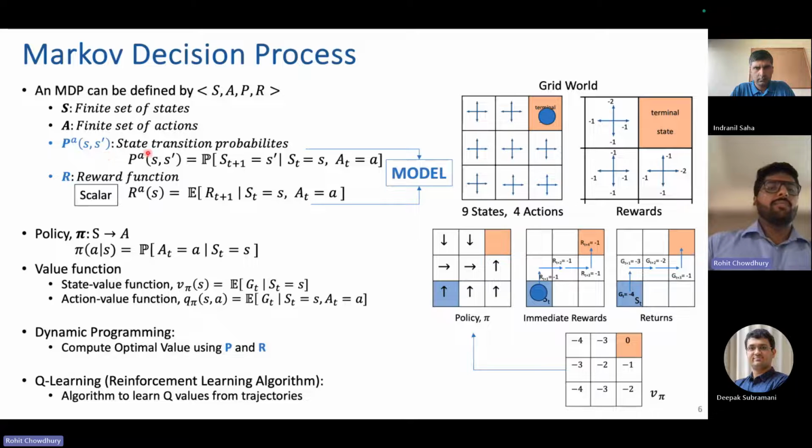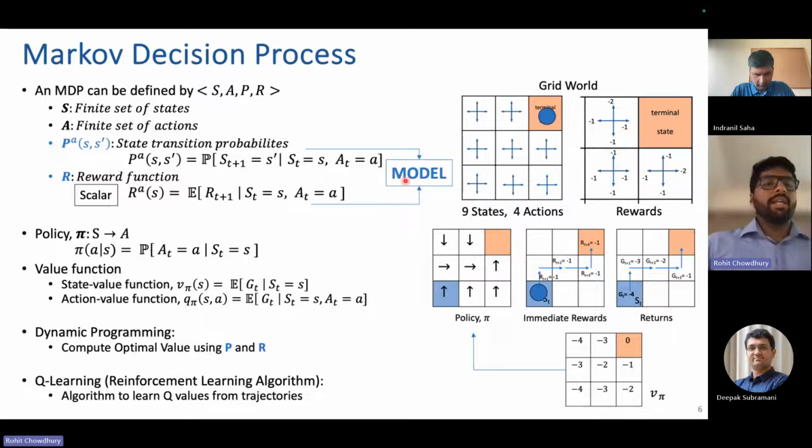Then we have the state transition probability that encodes the stochasticity in the environment, which says that if you're in state S and perform some action A, what is the likelihood that you end up in any of the other states? And finally, we have a reward function that is an incentive for the agent. It's a scalar incentive. For example, if you're in this state and choose to go up, you get a -1 reward. And if you choose to go right and hit a wall, you get a -2 reward.